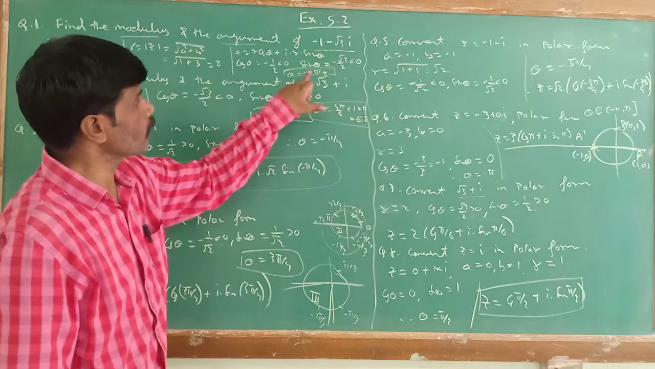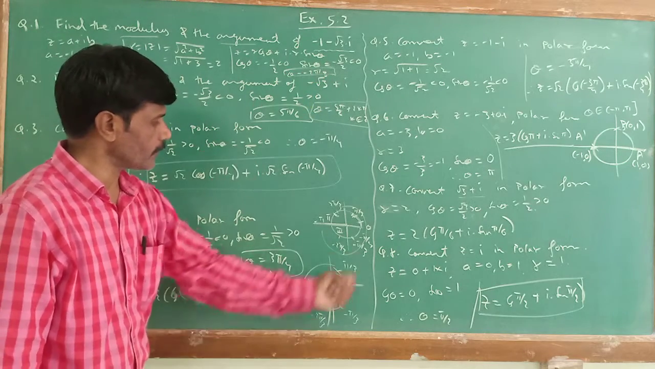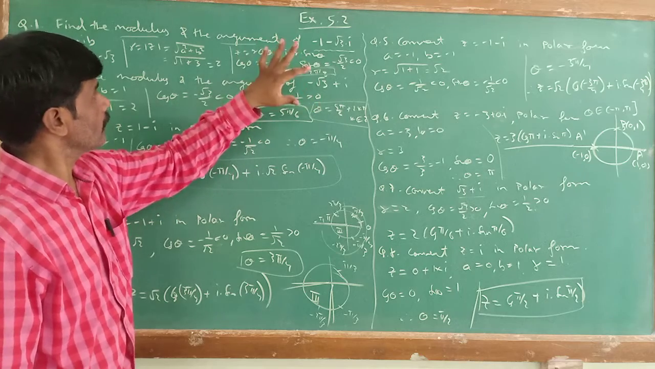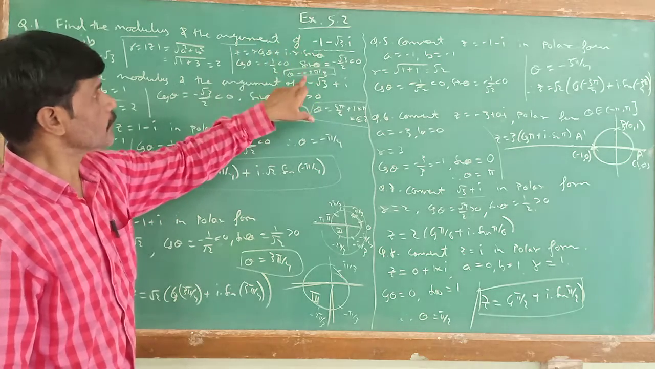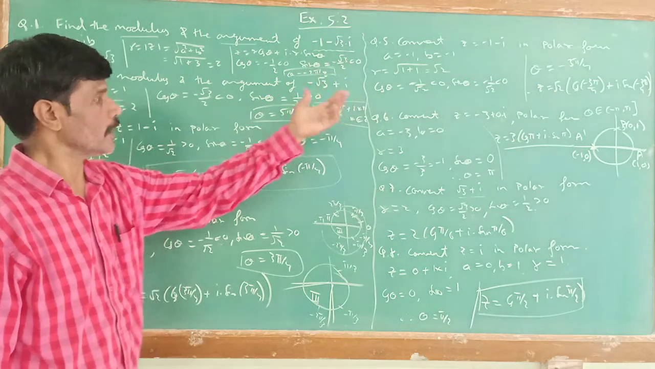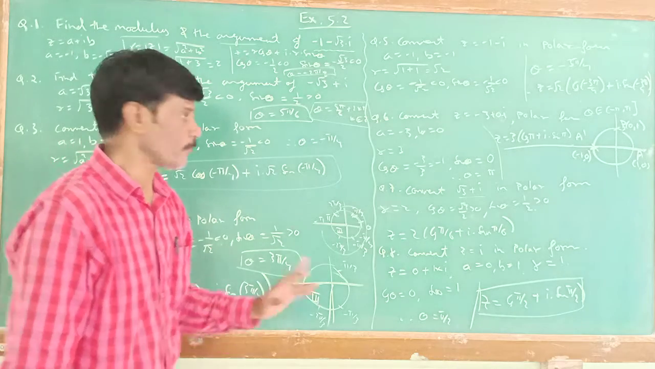So θ is equal to how much? -2π by 3. This is the principal argument, because we have to take the principal period between -π and π. If you are asked to find an argument, you can add 2kπ. Why? Because after adding 2kπ, you are going to come back to the same point.